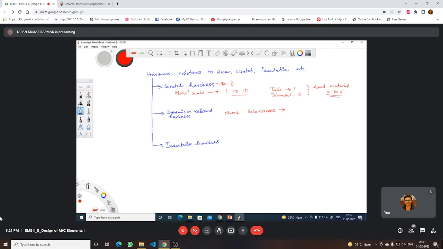Now, indentation hardness, what is indentation hardness? There should be one indenter. What we do is, there is one machine, and in that machine there should be one, say, diamond indenter.